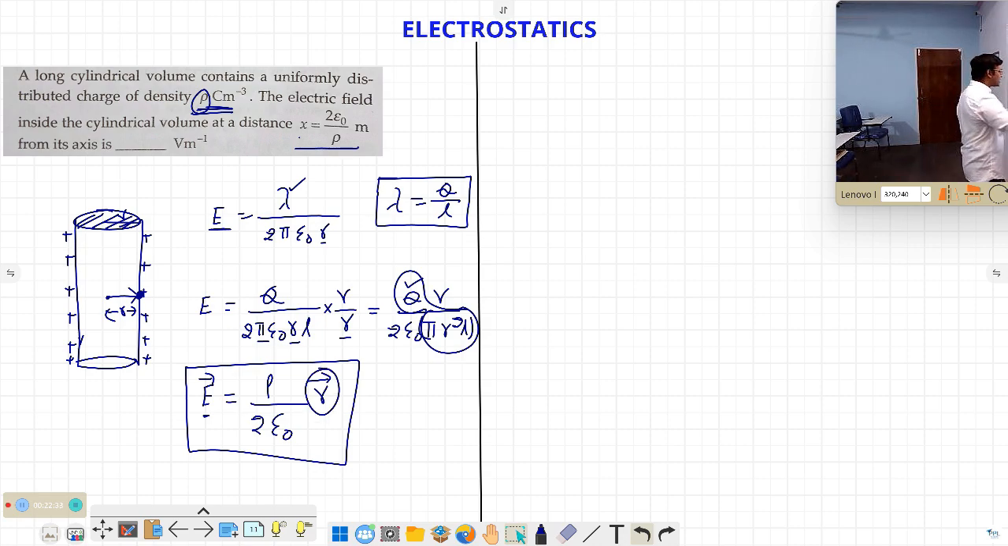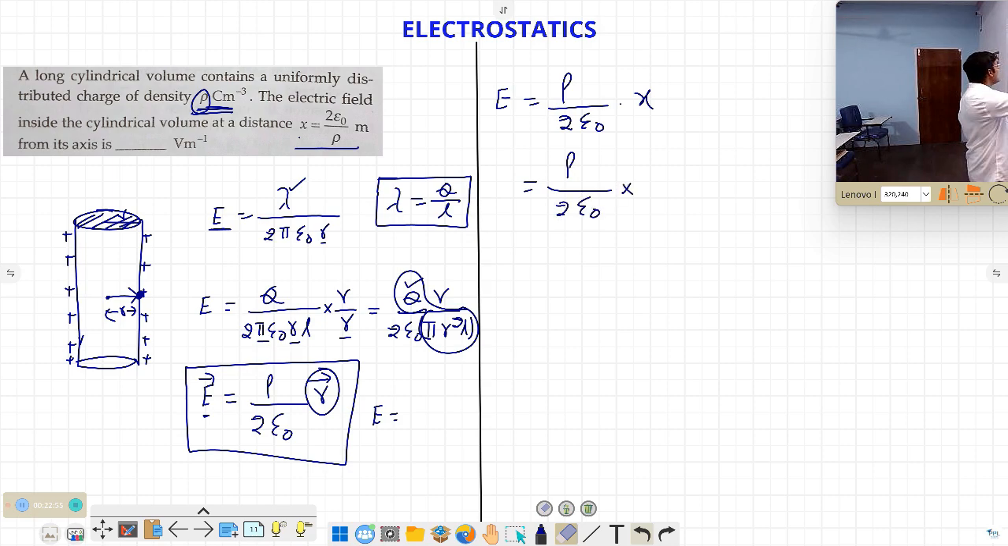So that means electric field intensity at that point is equal to rho by 2 epsilon naught into R, that is the formula. In the place of R, I am taking X here, because they are asking at X distance. Rho by 2 epsilon naught into X, where X value is given in the question very clearly, that is 2 epsilon naught by rho. If you cancel this, rho gets cancelled, and the electric field intensity is equal to 1. Units is volt per meter.